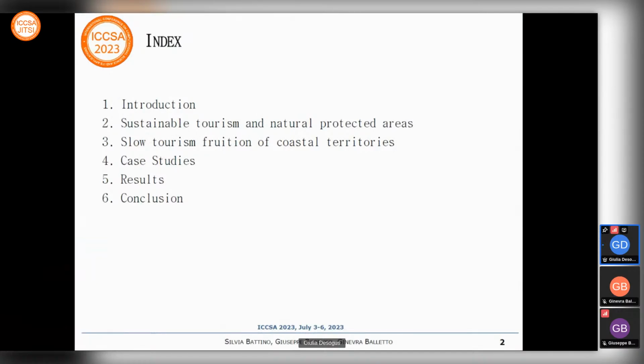First part is an introduction to the topic, followed by a brief examination of the slow and sustainable philosophy in coastal territories and their protected natural areas. We'll focus after on the case study of protected area in the northern region of Sardinia. In particular, we'll focus on the combination of technological tools and experimentation of different itineraries to get to know the territory. And finally, the last part is dedicated to the conclusion and the future development of the research.